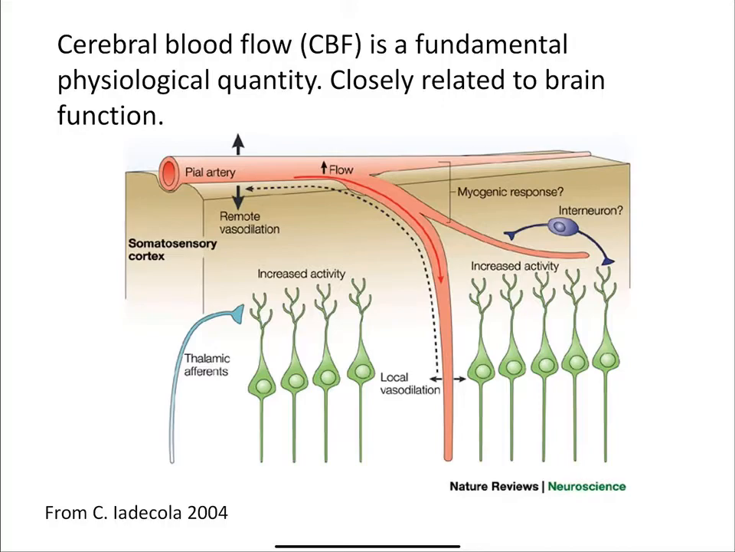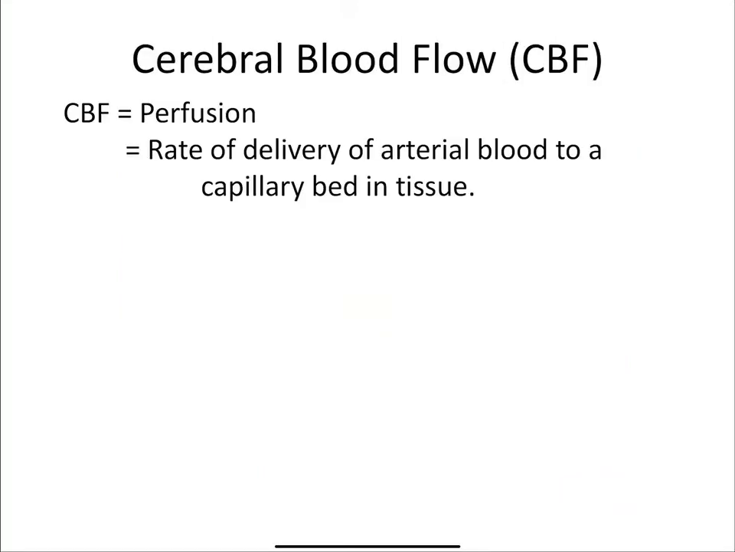First of all, cerebral blood flow is a fundamental physiological quantity. We all need it, right? Otherwise, we'd be dead. And it's obviously closely related to brain function, and it's basically the delivery of blood and oxygen to your brain tissue. It's also called perfusion, so you might hear about things like perfusion fMRI. That's basically arterial spin labeling fMRI. And it's actually the rate of delivery of arterial blood to the capillary bed and tissue.